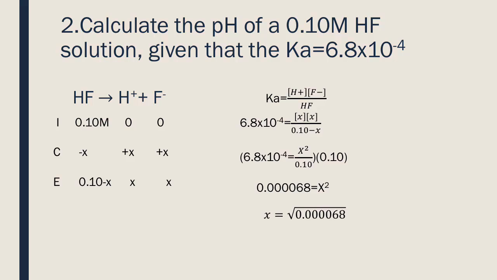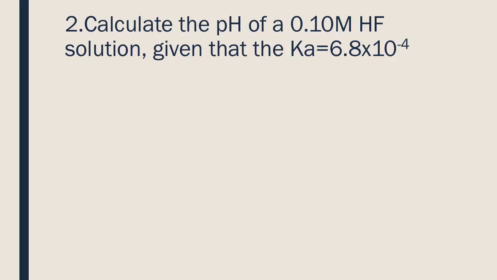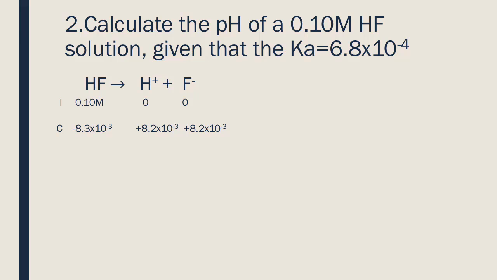We solved for x, but that's not the end of the problem. We will now plug x into the ICE table to get the concentration of H+. We see that the concentration of H+ is now 8.2 times 10 to the negative 3. To get the pH of the solution, we just have to use the equation pH equals the negative log of H+. Using that equation, we get pH to equal 2.1.